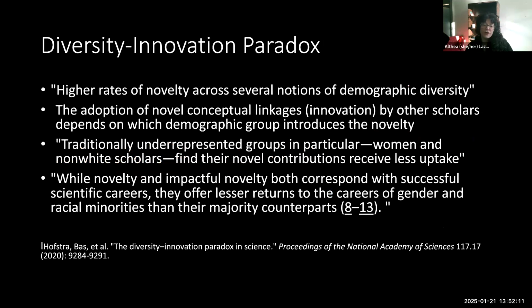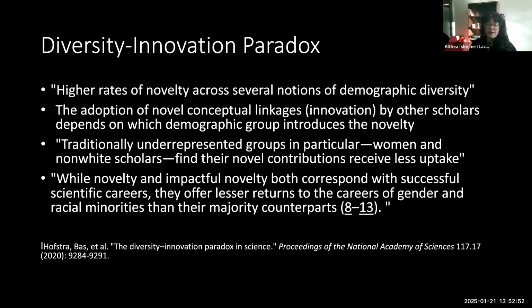There is also a phenomenon called the diversity innovation paradox. And this is from an article from 2020. This says that there are higher rates of novelty across several notions of demographic diversity. So what that means is when research teams are more diverse, demographically diverse by age, race, gender, ability status, socioeconomic status, those research teams tend to come up with more novel or newer research results, which is very important, especially in the field of science.